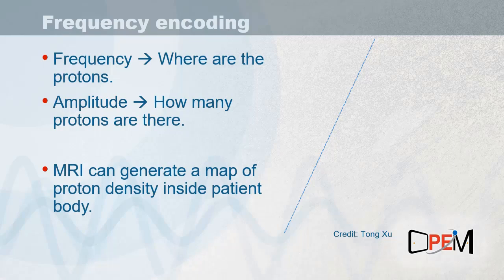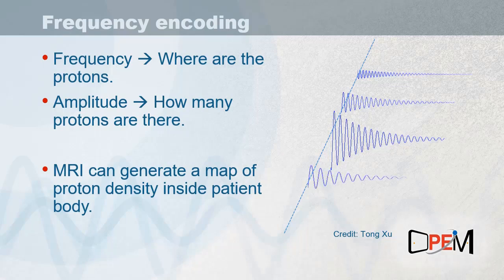So we can use the frequency information of the RF signal collected by the coil to find out where the protons are, as the frequency depends on the location. We can also use the amplitude of the signal to find out how many protons are there. This is called frequency encoding. This is one of the basic principles of MRI imaging. MRI can use such technology to generate a map of proton density inside the patient's body.